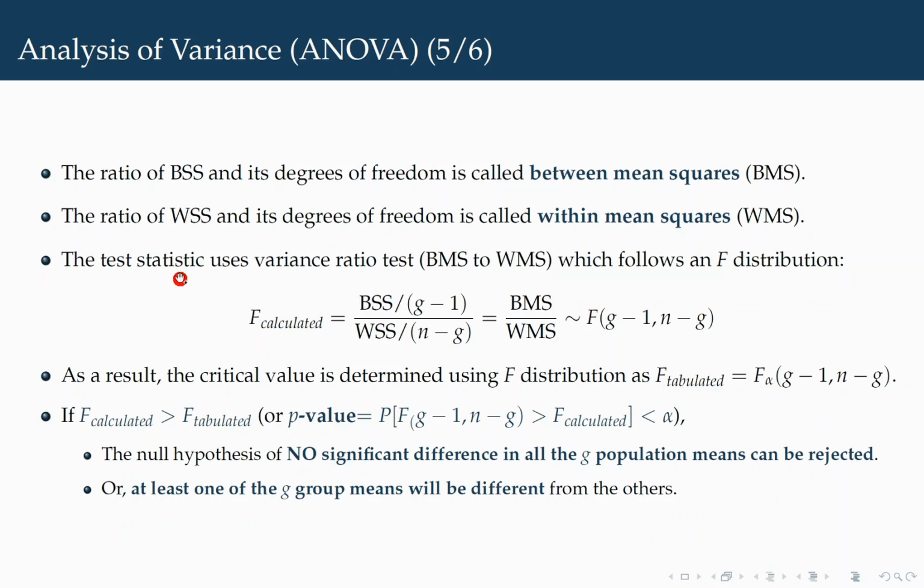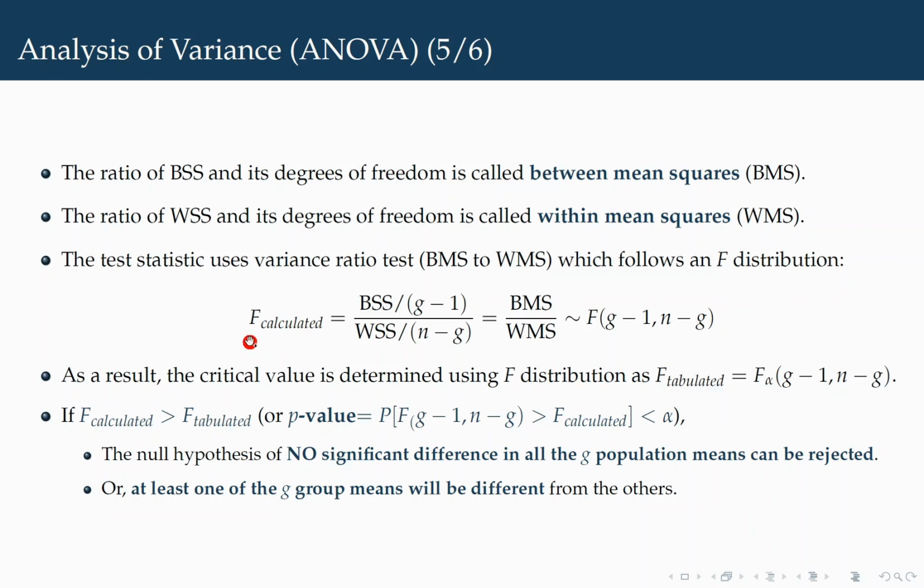So the test statistic uses what we call variance ratio test. And this variance ratio test is nothing but the ratio of the between mean square to the within mean square. And this actually follows an F distribution. So like that of the standard normal distribution, Z distribution, and that of T distribution, we also have what we call F distribution.